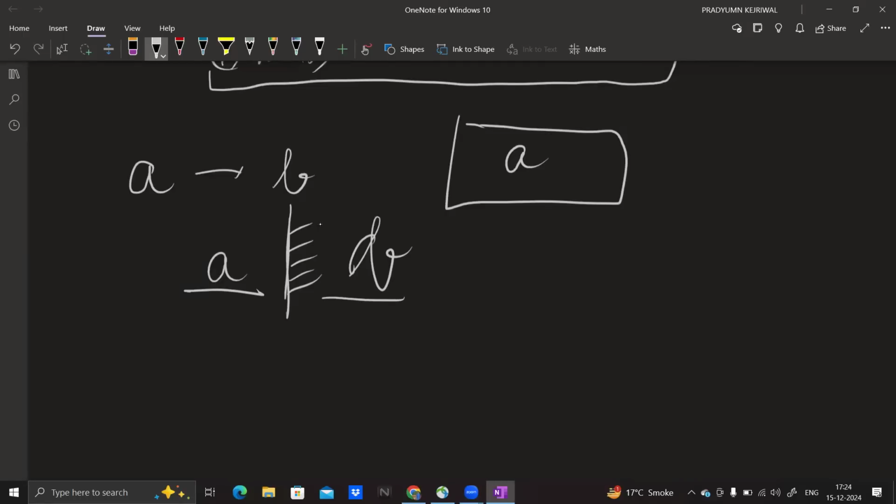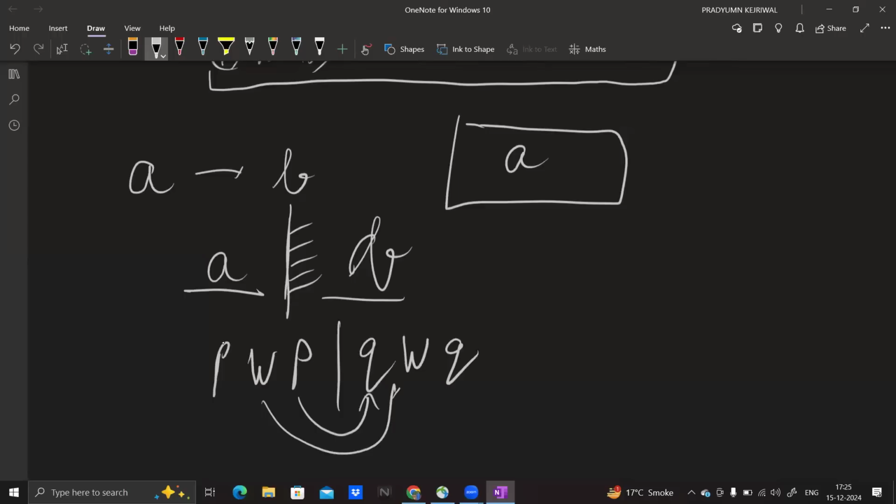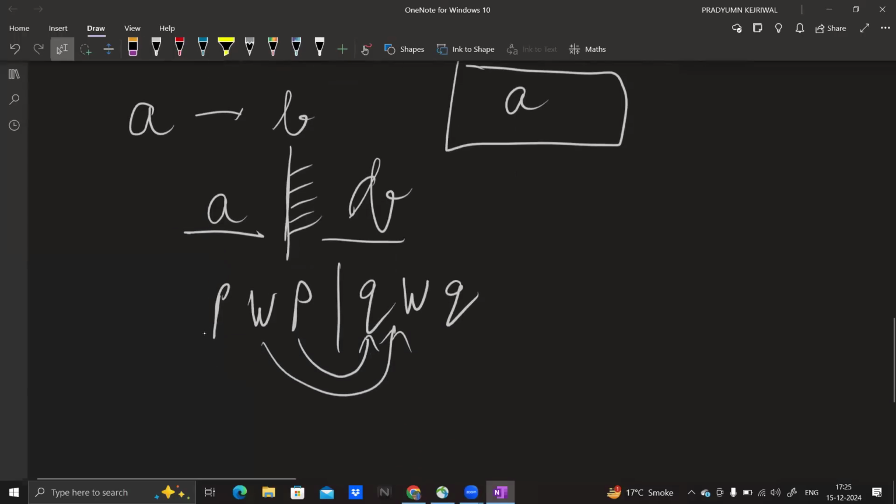So let's say the string only contains P, Q, and W, right? So let's say it is P, Q, and P, W, P. So the mirror image would be Q, W, Q, right? Because W doesn't change on taking mirror image, and P becomes Q, right? So that's what you have to do.